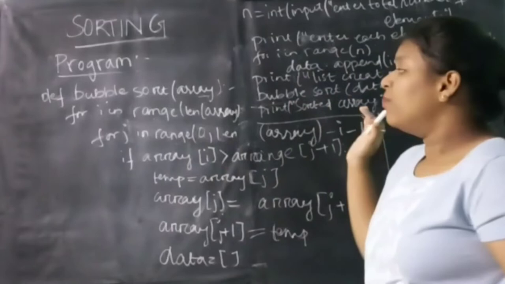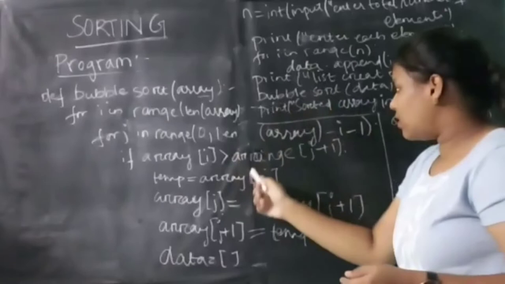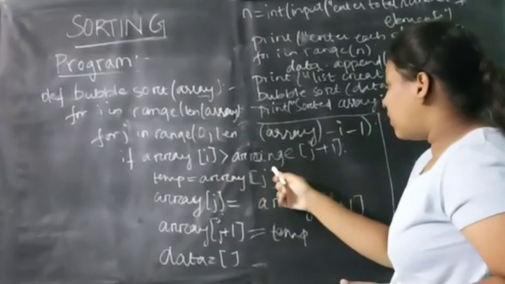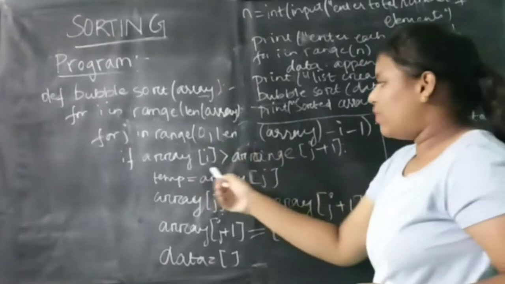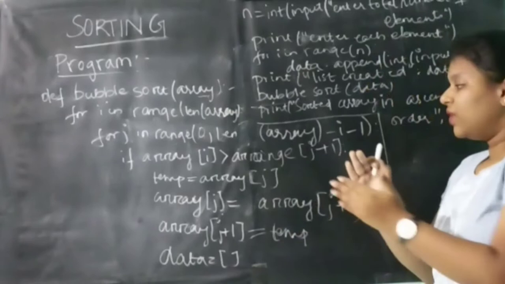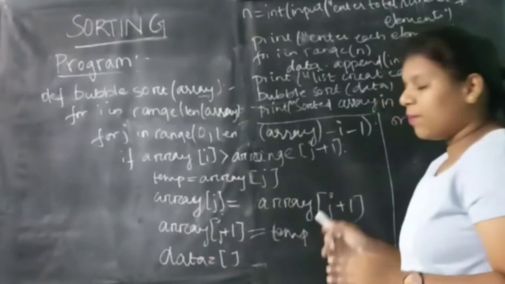That means for j in the range of 0 comma length of the entire array, minus i means cutting up every element, like we'll do swapping, right? Now, if array of j is greater than array of j plus 1, temp is equal to array of j, array of j is equal to array of j plus 1. We have given this because after comparing with one element j, it will swap to the next element. Okay, so j plus 1. Array of j plus 1 is equal to temp means that value will get assigned to temp after swapping.